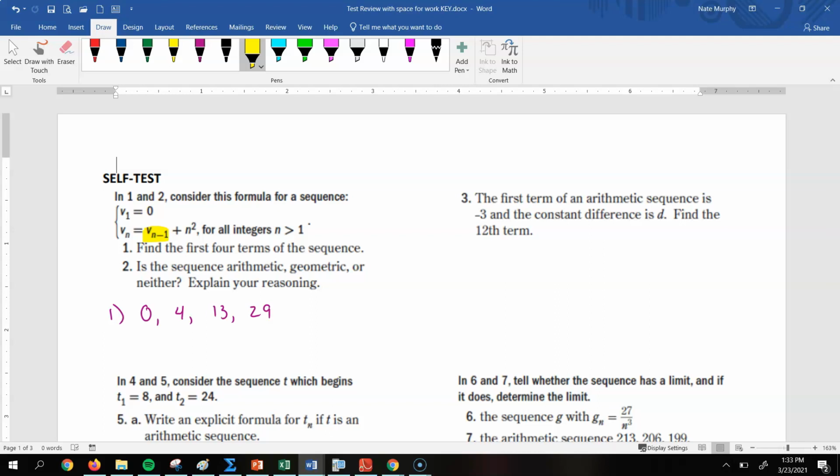Well, right now I'm trying to find the second term because the first term was given to us. So n would be 2. So 2 squared would be 4, and 4 plus our previous term would just be 4. So our second term would be 4.